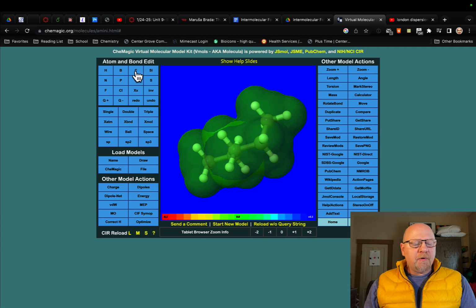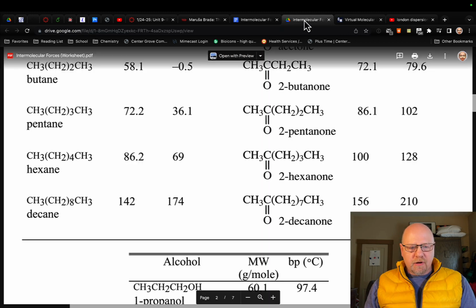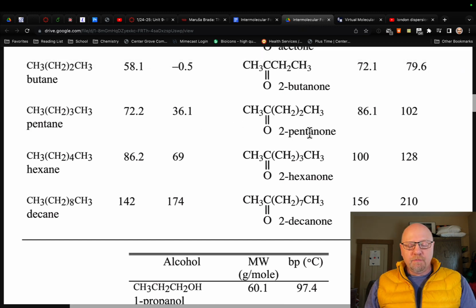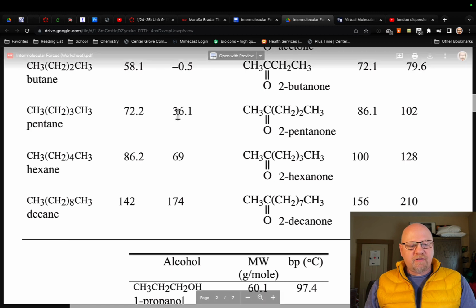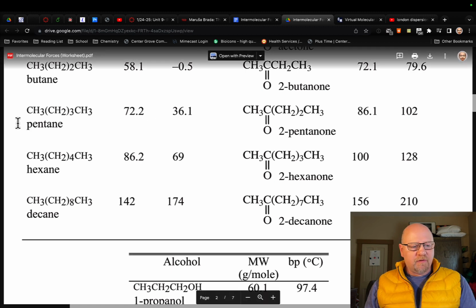Now I'm going to clear this, start with a new model, and let's do pentanone. So 2-pentanone is going to be similar to the pentane. Notice the 2 names start with pent.